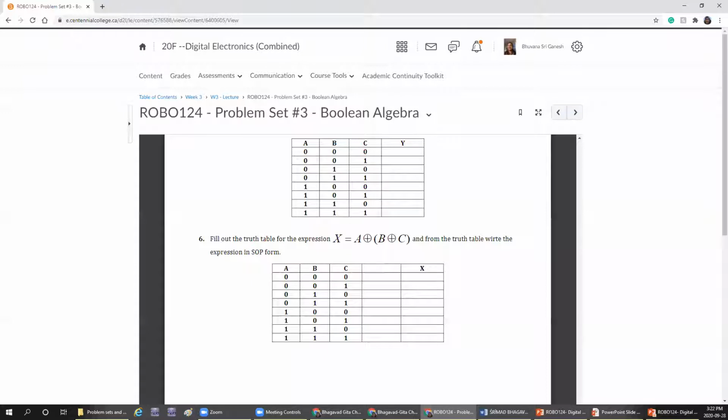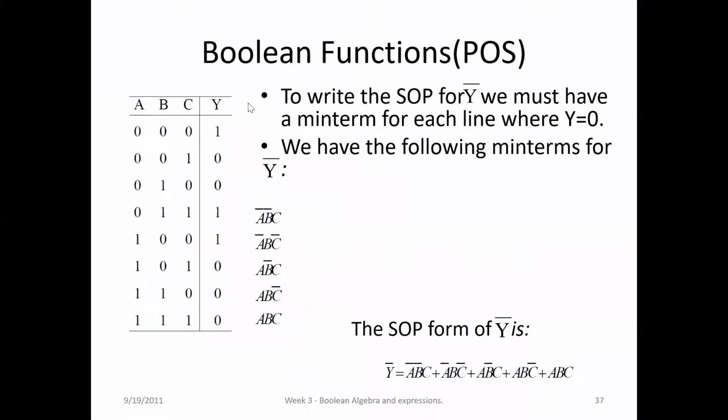I'm going to explain again. The product of sum expression can be obtained from the sum of product expression. How? We have to get the complement of the sum of product expression, so you write Y bar. For getting Y bar, you consider the zero terms and get the min terms for the zeros. Here I have five zeros, so these are the five min terms: A bar B bar C, A bar B C bar, A B bar C, A B C bar, A B C. All are zero, so Y complement is this.